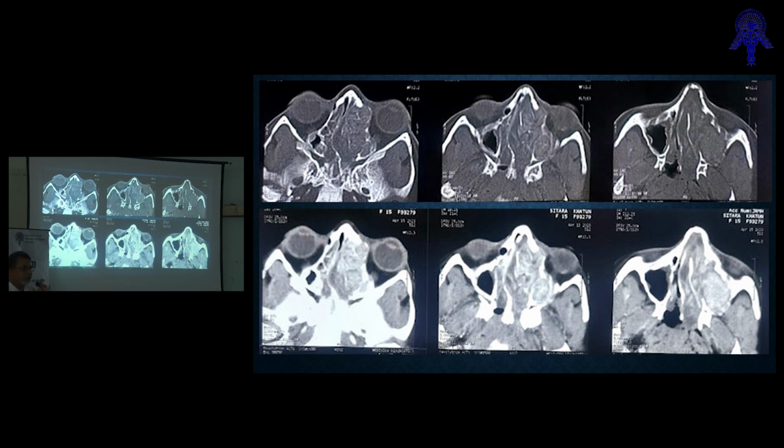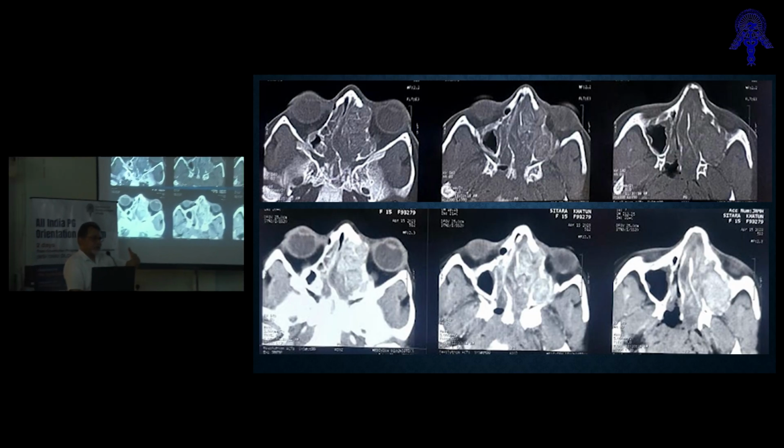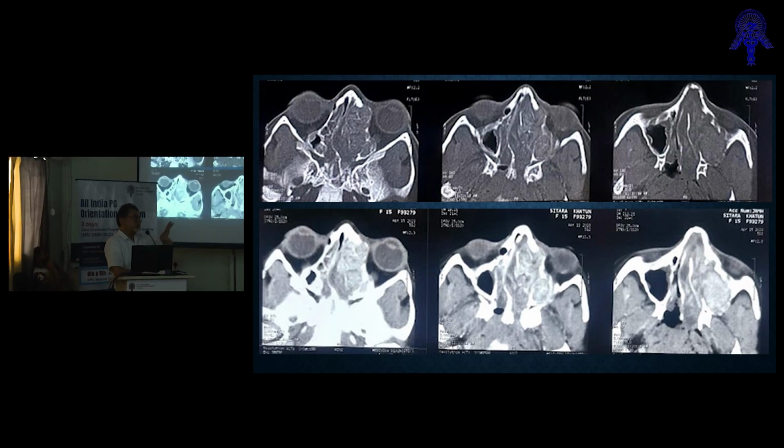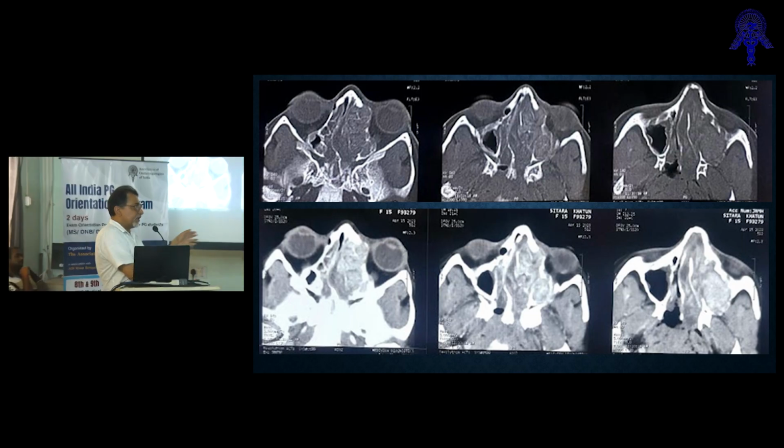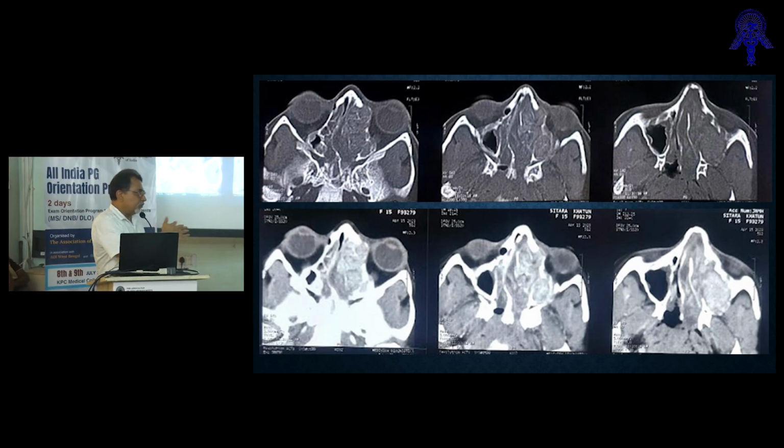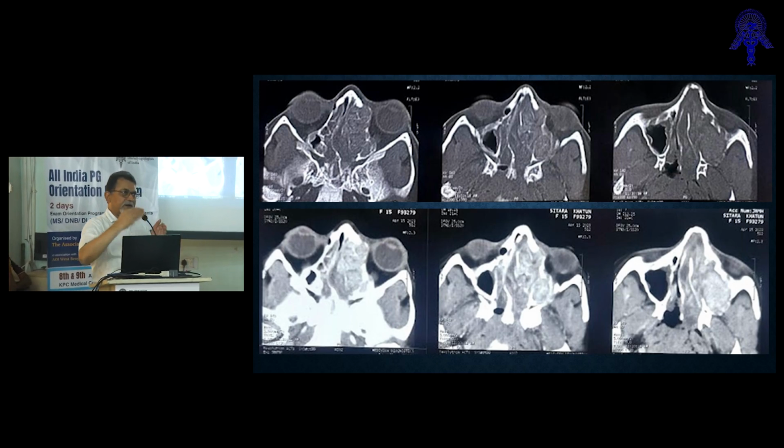Whenever you are asked to read a CT scan, you should tell the points in favor of the diagnosis that you are going to pronounce. So this is AFRS. In AFRS, you should know the radiological criteria, whether it matches or not, and then you diagnose.